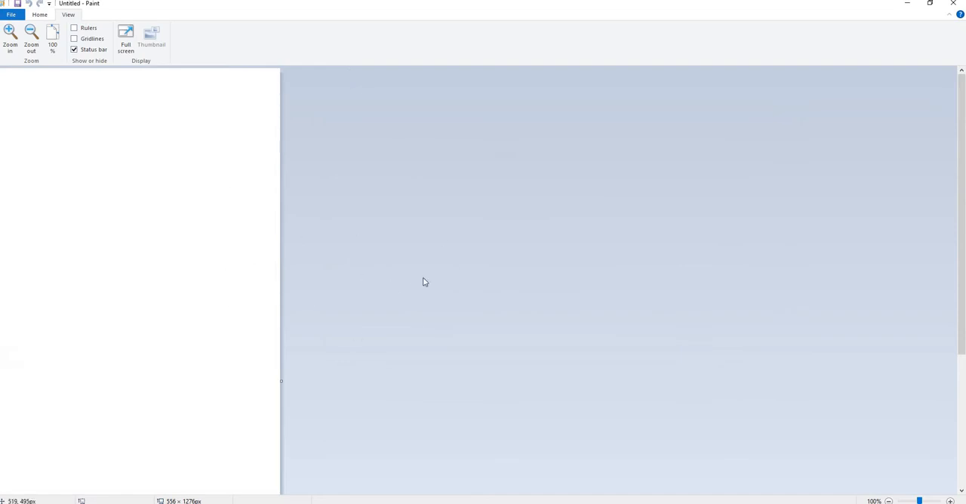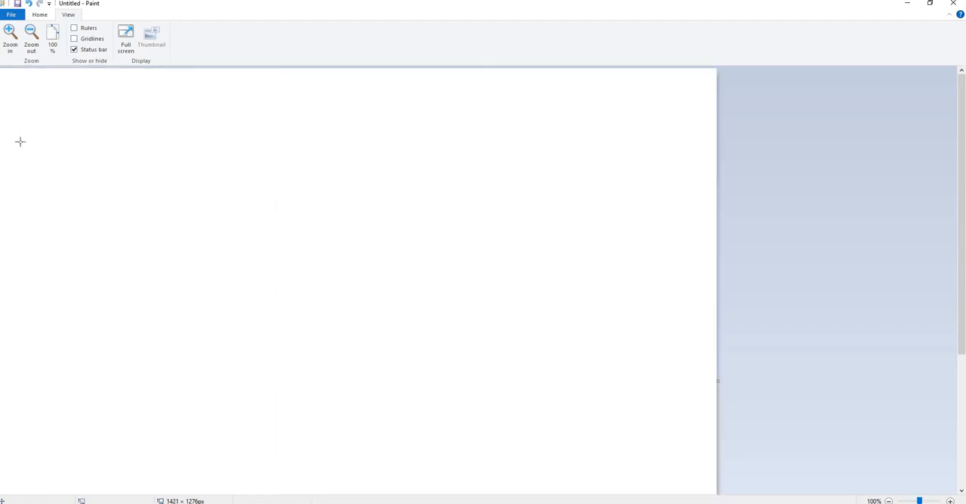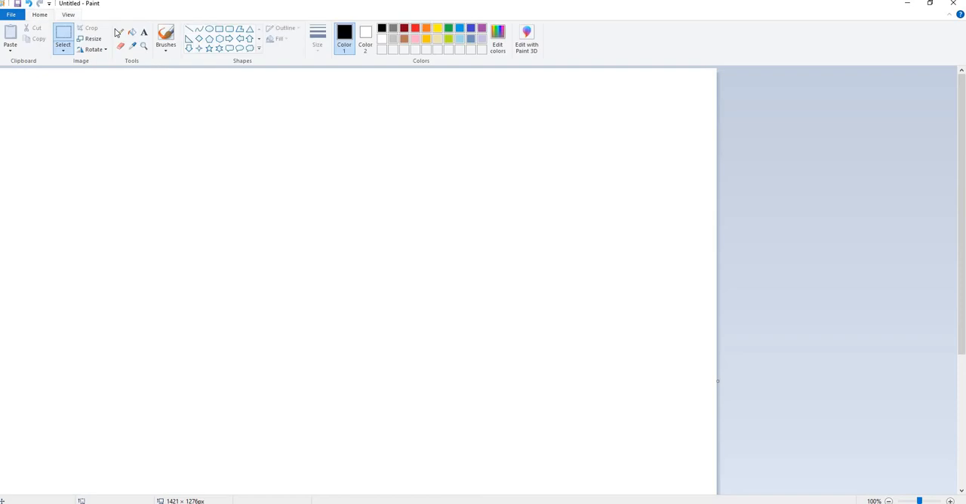Okay. Nakikita nyo ba yung aking paint? Nakikita nyo ba yung aking paint, class? Opo, ma'am. Okay. Lalakihan ko na nga dito. Ayan. So, magsusulat tayo ngayon ng ating number.